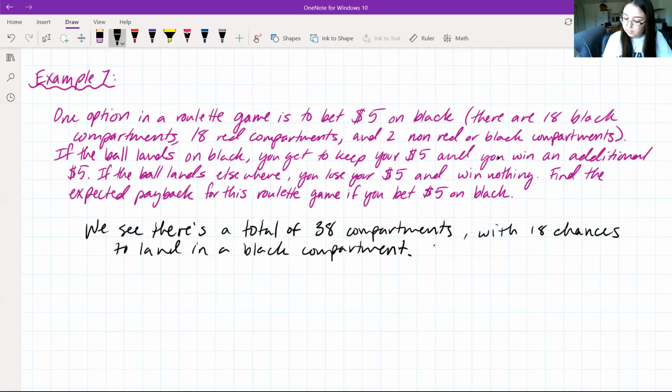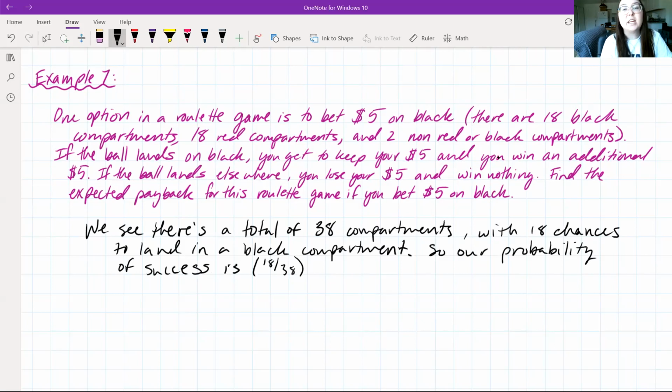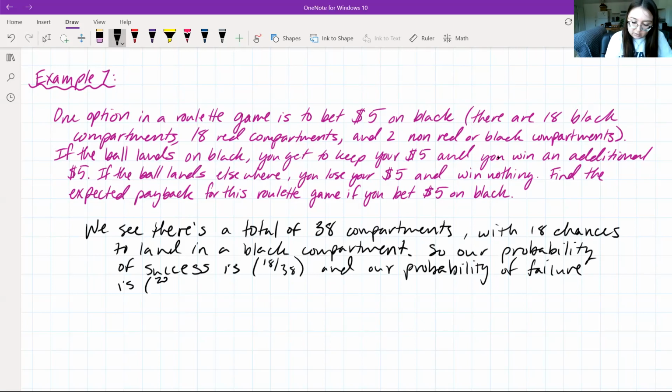So our probability of success is 18 divided by 38. And our probability of failure is 20 divided by 38. So this will be all the compartments that are not black.